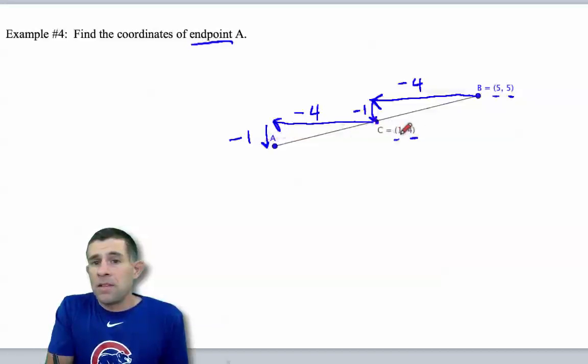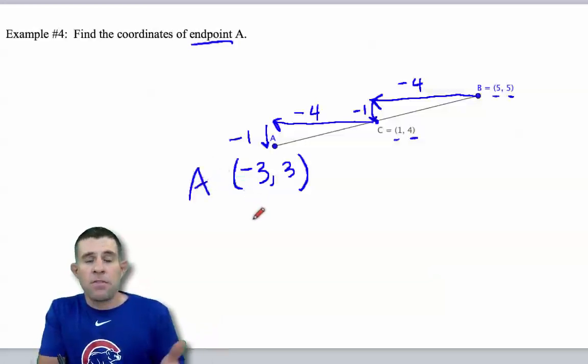So if I'm at C and I move negative 4, then that's going to place me here at negative 3. And if I'm up 4 and I move down 1, it must place me at positive 3. So the coordinate here for A must be negative 3, 3.